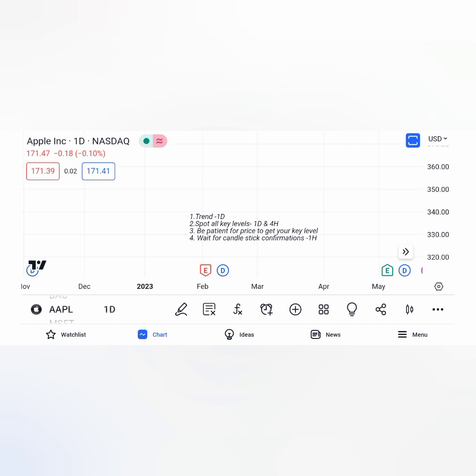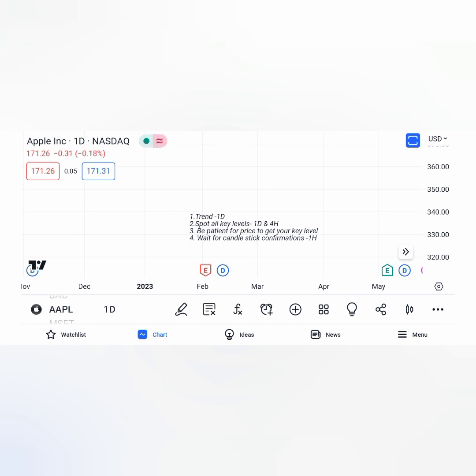So for instance, after spotting all our key levels and being patient for price to get to our key level, you have to wait for a candlestick confirmation. In a buy market, when we want to buy, it can be a bullish engulfing candle, a hammer candle, or any other bullish confirming candle. And in a sell market, when we want to sell, we can wait for a shooting star or a bearish engulfing candle or any other bearish confirmation candle. So this is what this strategy is simply about.